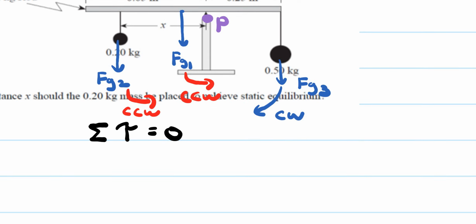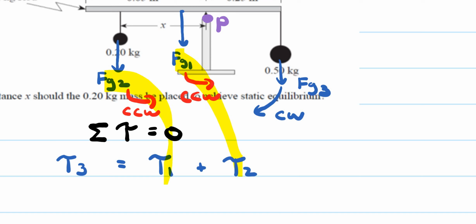Okay, so you want to be able to know what direction the torques are moving, and that happens after you pick your pivot point. So in the clockwise direction, I just have the one torque here, so I'll call this torque 3. And in the counterclockwise direction, I have torque 1 and torque 2. So this is going to be that torque, and that's going to be that torque over there.